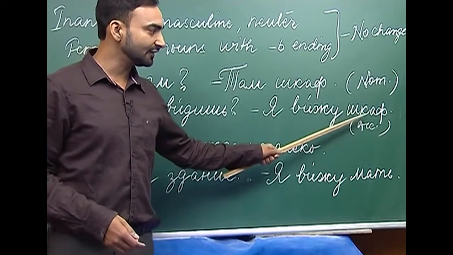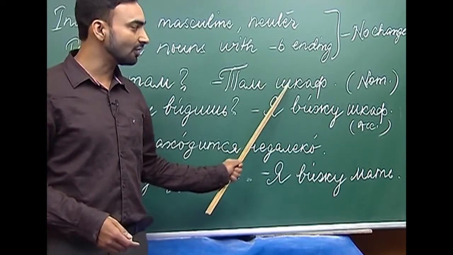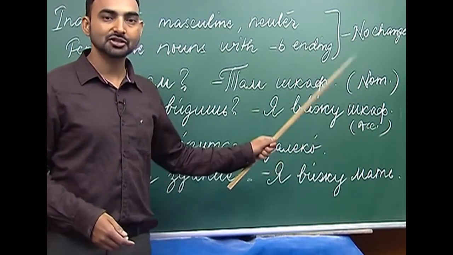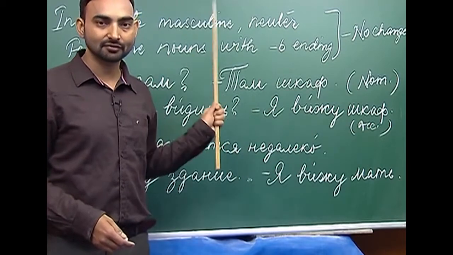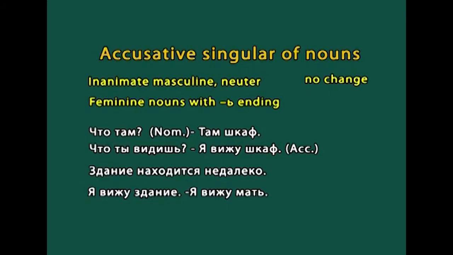So here шкаф is in the accusative case. As you can see, the nominative case form and the accusative case form are the same. So шкаф, which is a masculine inanimate noun, has not changed its form.